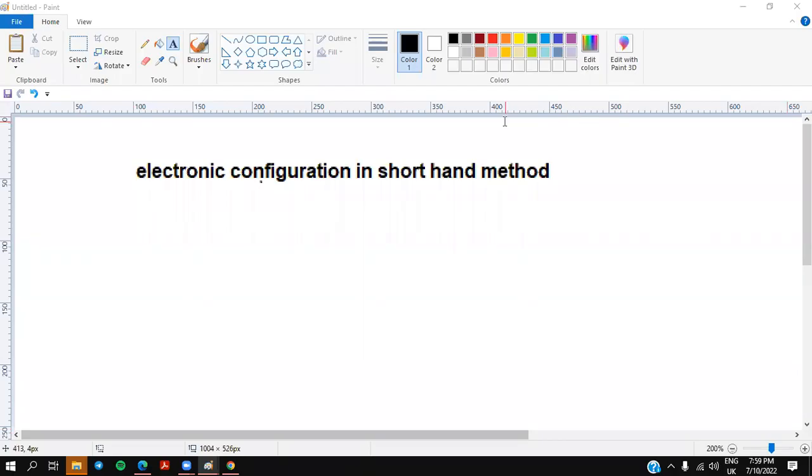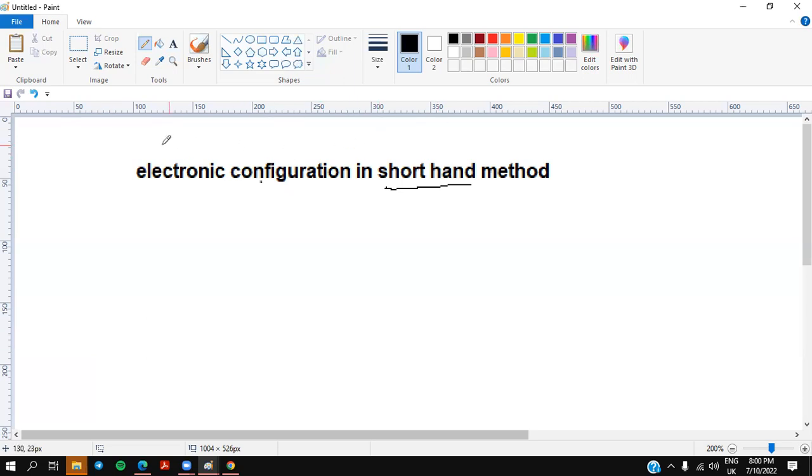In this lesson, we are going to talk about electronic configuration writing in shorthand method. By now, you have finished the electronic configuration writing for elements using SPDF notation. If you know how to write the electronic configuration in SPDF notation, then shorthand method of writing electronic configuration is pretty simple.